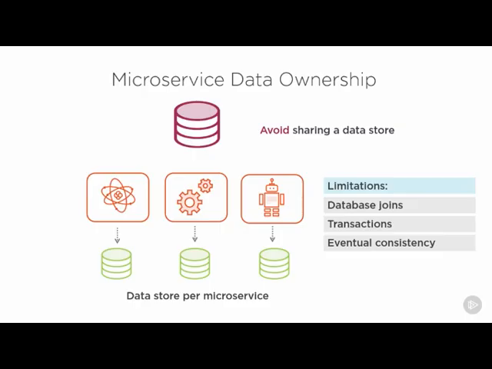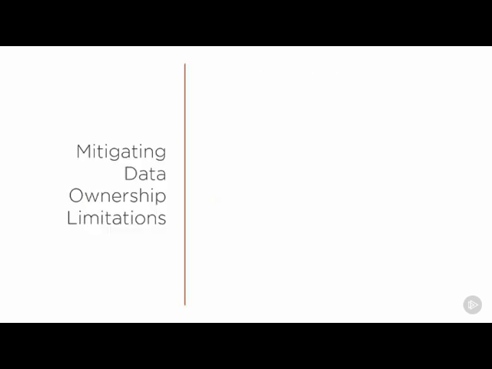What this means in practice is that when a single business operation requires updates to more than one data store, there's going to be a short window of time when the change has been made in one data store but not the others. And so you need to develop your application in a way that is able to cope with this temporary inconsistency. Now, there are ways to mitigate these issues.